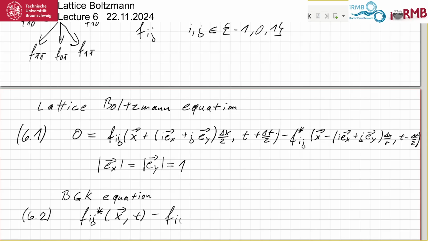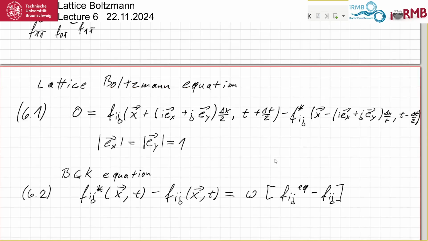The collision is the difference between the pre-collision and the post-collision, or rather the post-collision minus the pre-collision. This is equal to omega times F_ij equilibrium minus F_ij. As we learned, this omega is not equal to 1 over tau, but due to the implicit nature, this can be rewritten to be implicit.